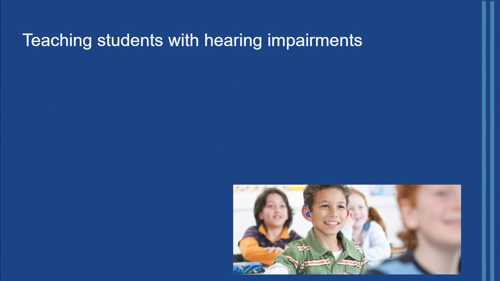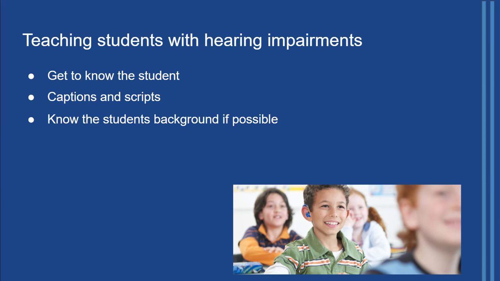For students with hearing impairments, get to know them. If showing a video or including something with audio, ensure captions or a script is available for the student. Know the student's background if possible. If you can, know where they're coming from. Are they immigrants or refugees? Help them learn how to survive in an English-speaking country, like filling out forms, English-speaking gestures, and body language.